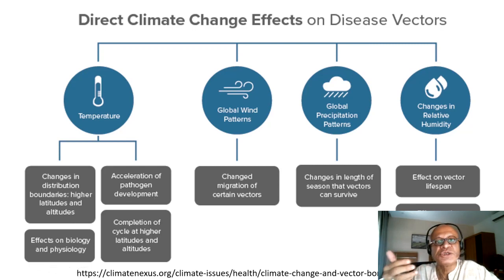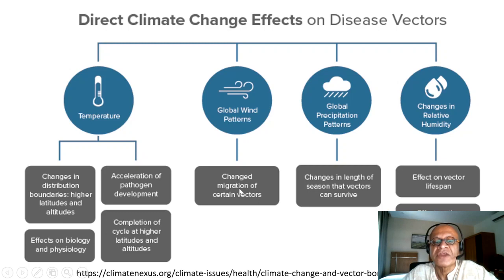So the life cycle can change in such a way that the incubation period of certain pathogens, once it enters the bloodstream of the host or the person who's infected like us, which is what we are worried about, can change, which can change the disease outcome as well. Completion of cycle at higher latitudes and altitudes is always an issue. We mentioned Africa before and highlands where mosquito lines can go up and diseases can take hold.